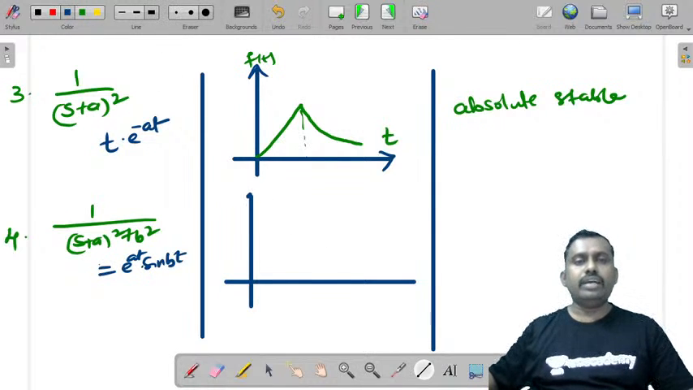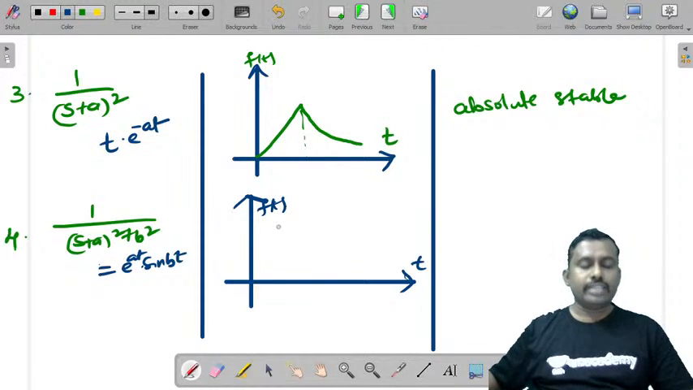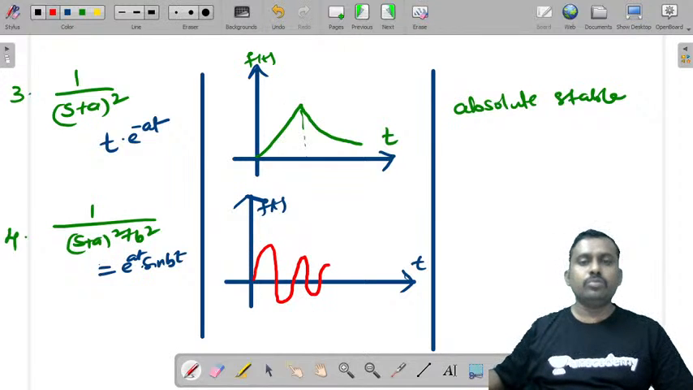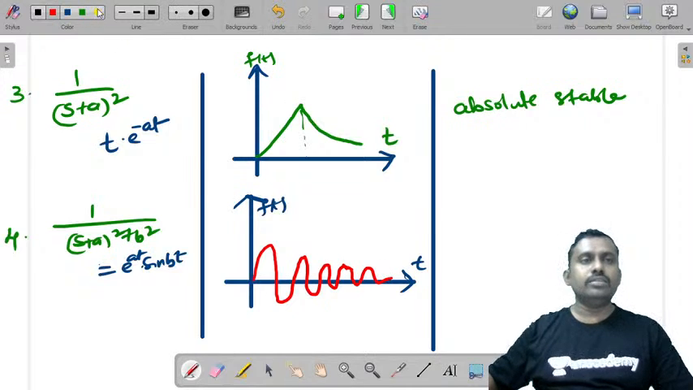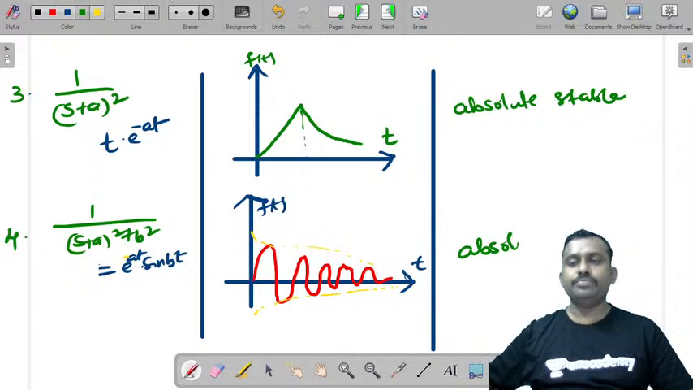You need to have a good knowledge of Laplace inverse and Laplace transform, else you will not be able to understand this. So for s plus a whole square plus b square, e power at into sin bt, you'll get a function like this with decreasing oscillations. Exponential multiplied by a sinusoidal. The exponential is something like this, e power minus at. So this is also an absolutely stable system.